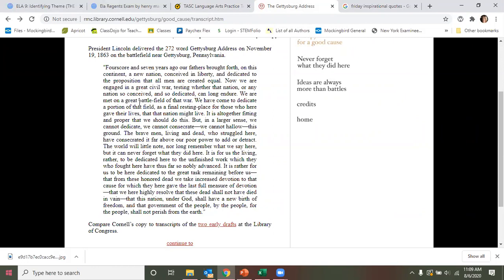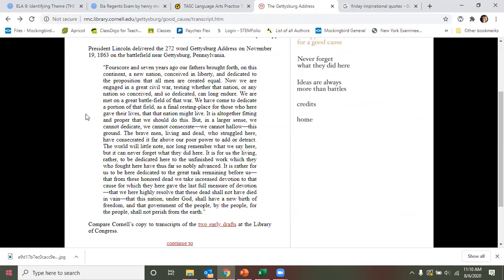And it says, "Four score and seven years ago, our fathers brought forth on this continent a new nation, conceived in liberty and dedicated to the proposition that all men are created equal. Now we are engaged in a great civil war, testing whether that nation or any nation so conceived and so dedicated can long endure. We are met on a great battlefield of that war."